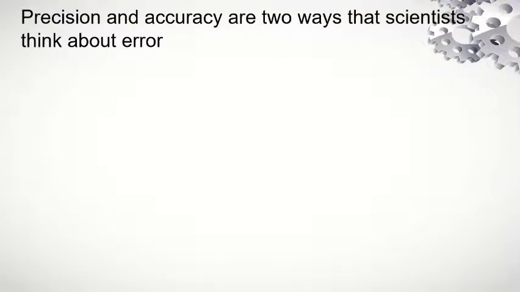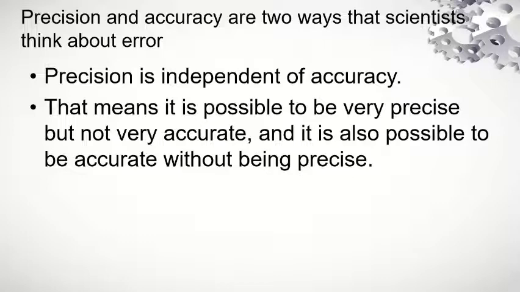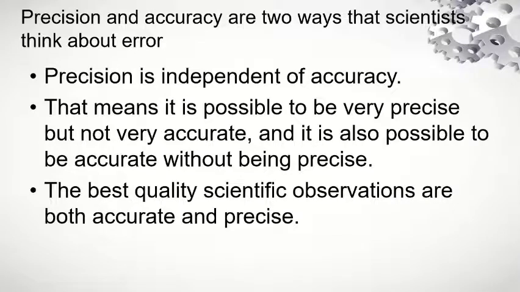Precision and accuracy are two ways that scientists think about error. Precision is independent of accuracy. That means it is possible to be very precise but not very accurate. And it is also possible to be accurate without being precise. The best quality scientific observations are both accurate and precise.